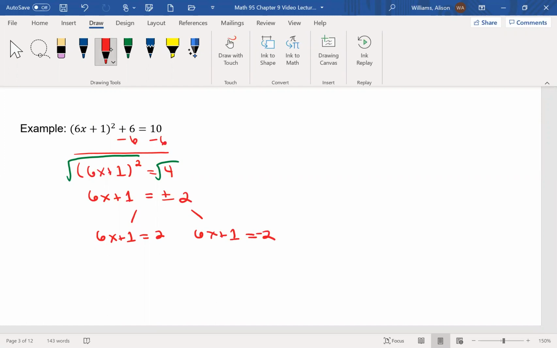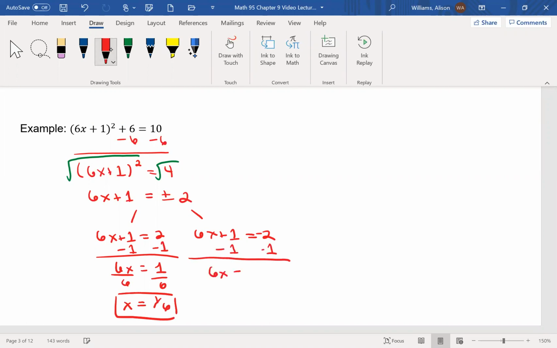So that's going to be, let's see, minusing 1: 6x equals 1, dividing by 6. So I'm going to get a fraction. That's fine. 1/6. Over here, when I minus 1, that's going to give me negative 3, dividing by 6. So that reduces to negative 1/2. And I'm fine that there's a fraction. That's not concerning at all.